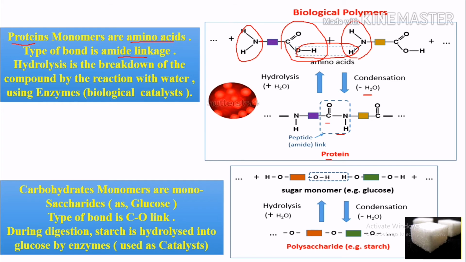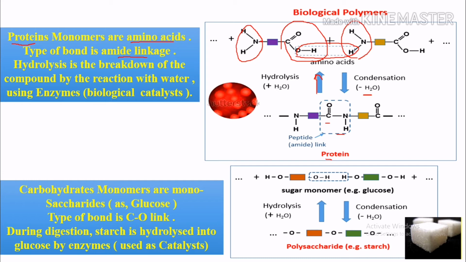In a hydrolysis reaction, we break down protein in the presence of catalysts. Mainly our catalysts are enzymes. Enzymes are biological catalysts used for carrying out hydrolysis of the proteins, or the peptide amide linkage, to convert it again into amino acids by addition of water. So it is the structure of biological polymers.